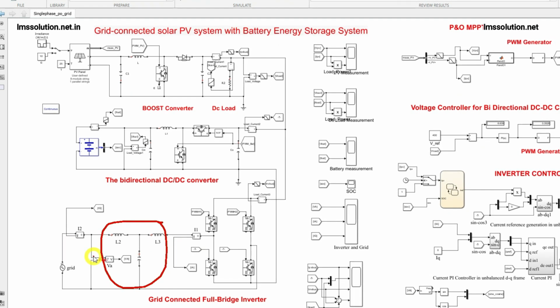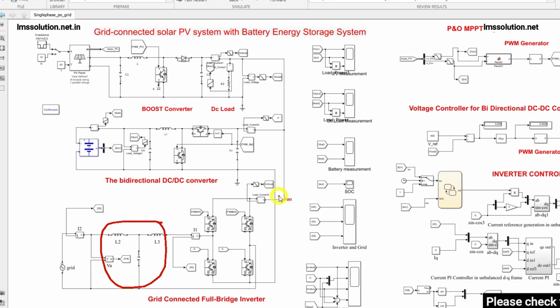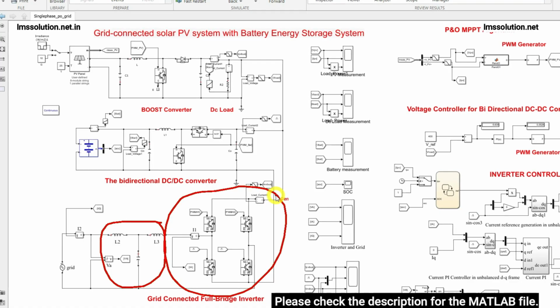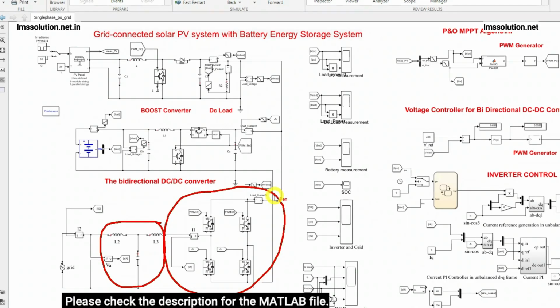So then we can easily integrate with the grid and also synchronize with the grid. Okay. Now we need to make some control logic to control this inverter. So in this, how are we going to control it? We are going for the current control method.